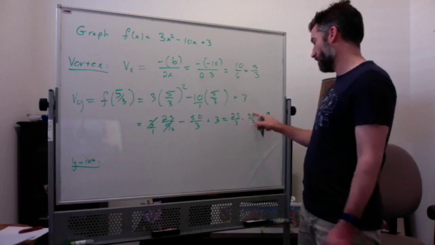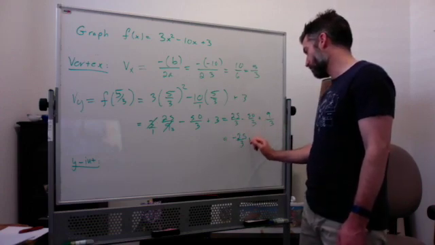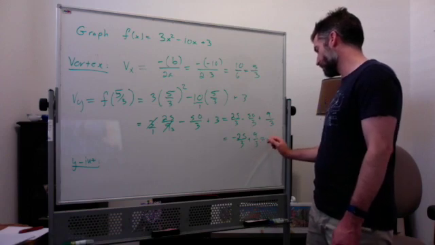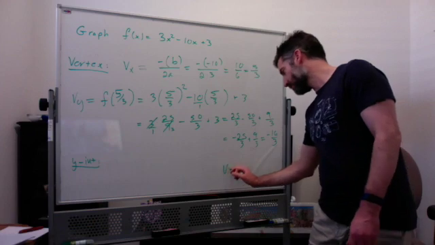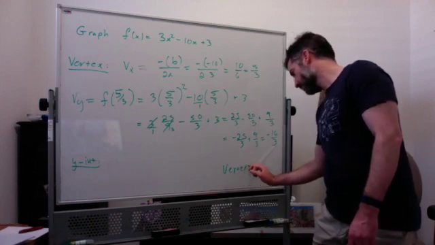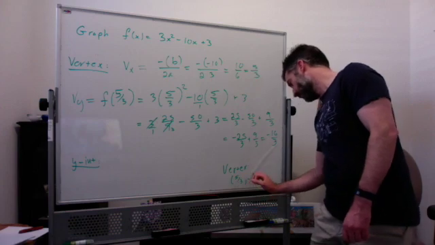So 25 minus 50 is negative 25 over 3, plus 9 over 3 is going to give you negative 16 over 3. So the vertex is the coordinates 5 thirds, comma, negative 16 thirds.